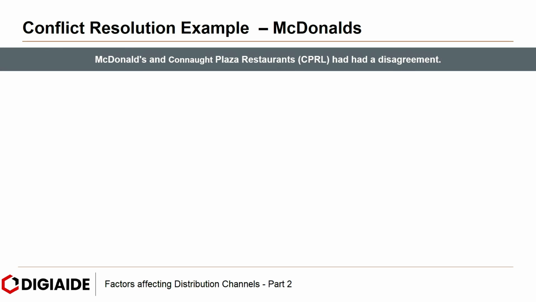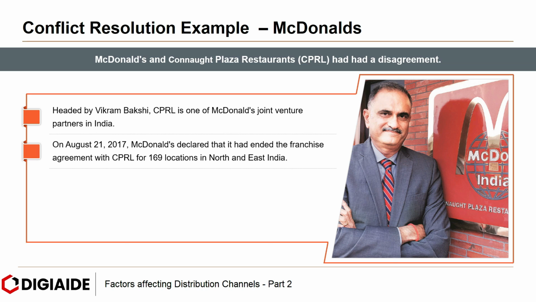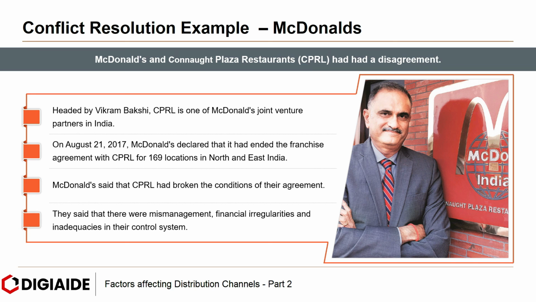Now let's look at the example of conflict resolution in the case of McDonald's and one of its franchisees in India, Connaught Plaza Restaurants. Headed by Vikram Bakshi, Connaught Plaza is one of McDonald's joint venture partners in India. On August 21, 2017, McDonald's declared that it had ended the franchise agreement with CPRL for 169 locations in North and East India. McDonald's said that CPRL had broken the conditions of their agreement. They said there were mismanagement, financial irregularities and inadequacies in their control system.